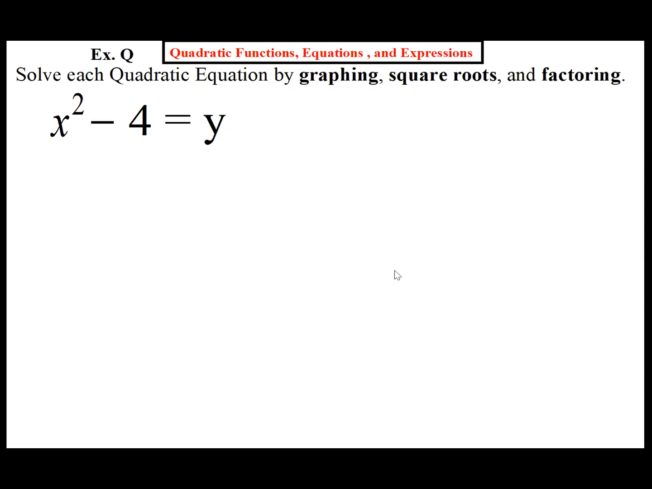So let's recap where we've been. We started off with example Q, and I went over how to solve a quadratic equation 3 different ways, which we did in the first semester: by graphing, square roots, and factoring. I had given you the equation x squared minus 4 equals y, and we solved it all those 3 different ways. But then I said, today we're going to move on to the next one.